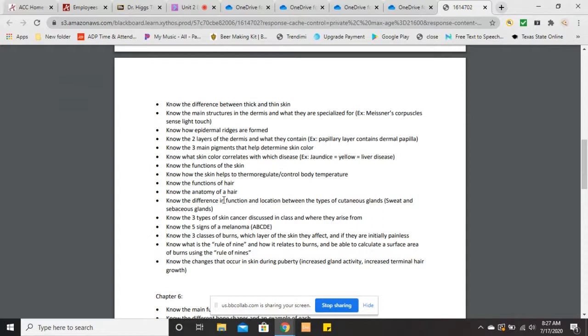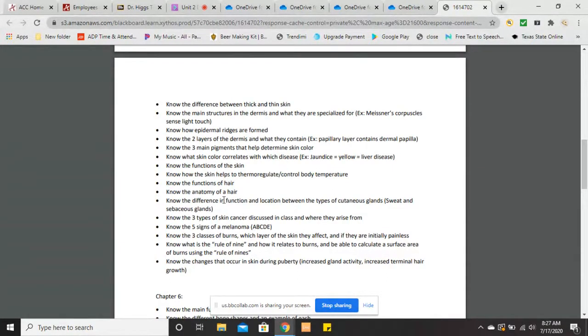That's the difference. Where is it? What does it do? Sweat glands make sweat. So you're going to see their ducts going towards the surface of the skin, while your sebaceous glands make an oil called sebum for the hair. That's sebaceous glands and sweat glands.